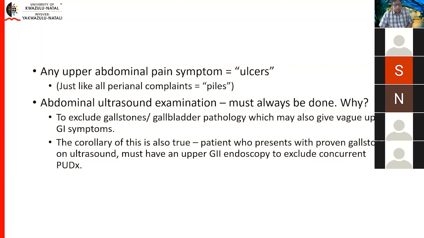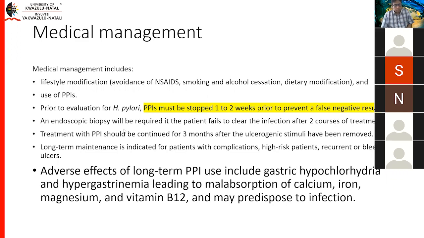Okay, so please understand that upper GI pathology, upper GI pain, epigastric pain, right, should have two investigations. One of them is the abdominal ultrasound, right, particularly to look at the biliary tree, and two is an upper GI endoscopy to exclude peptic ulcer or upper GI pathology. Okay, this is a very important concept. Please bear this in mind.